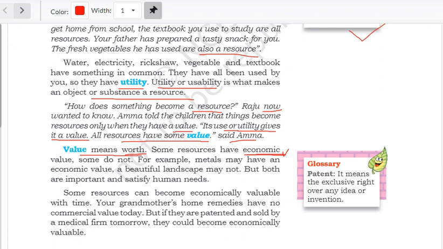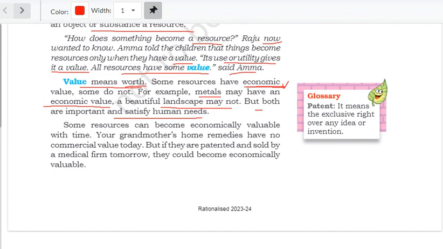For example, metals may have an economic value. If you have metal, you are rich. People who have huge amounts of metal deposits, be it any metal, will definitely be rich. A beautiful landscape may not. But both of these are important and satisfy human needs.